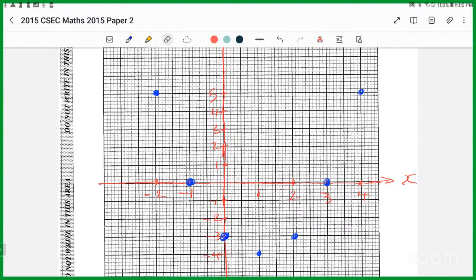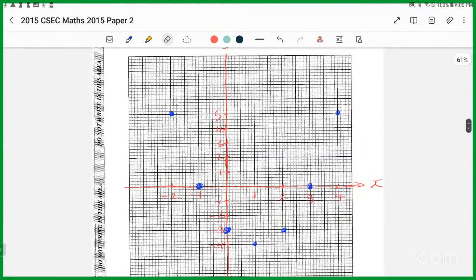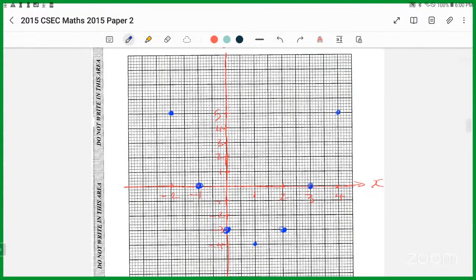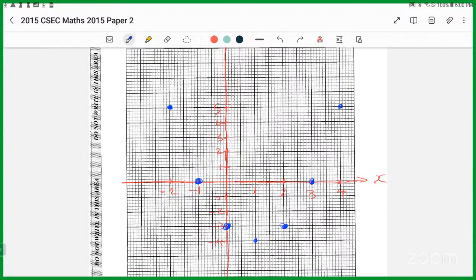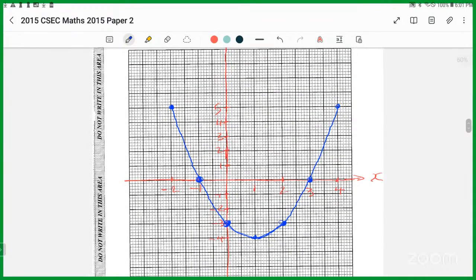And you draw a smooth curve. Remember, it has to be a curve you draw. You cannot come down like a V and go like that. You must turn at this point, like a turning point. Let's draw the best curve we can draw through the points. And that's it. That is it, not too bad. Okay with that?